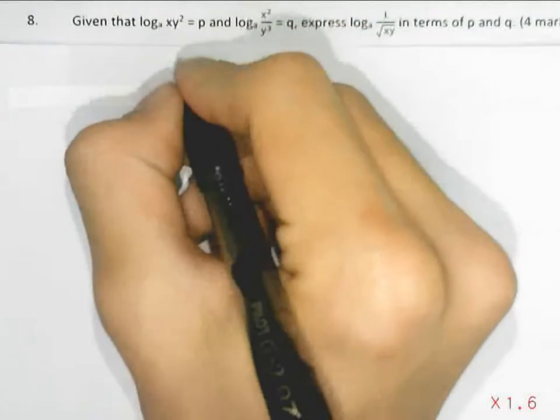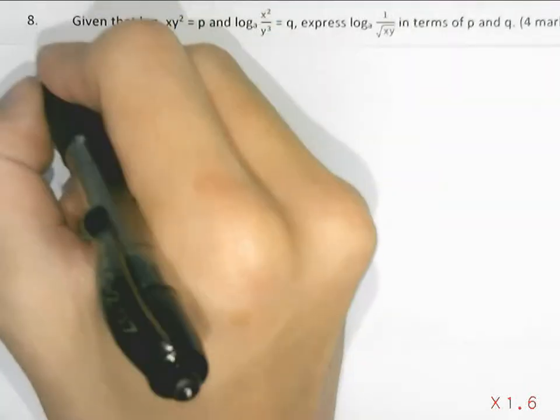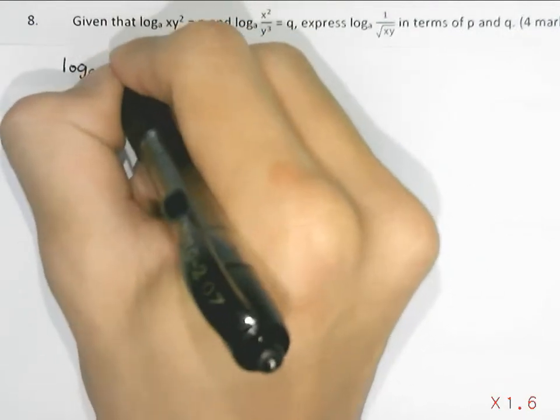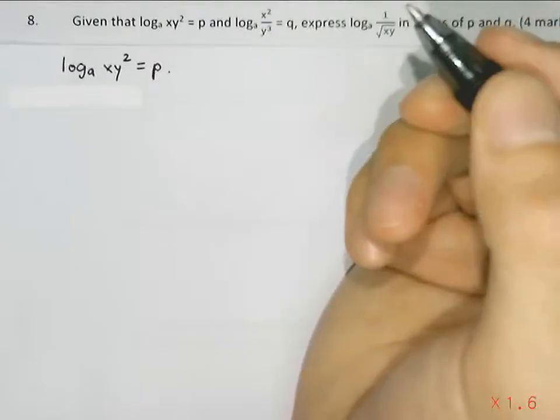Now we're given two equations here, so we'll simplify each of them. So the first one, log xy square base a equals to p.